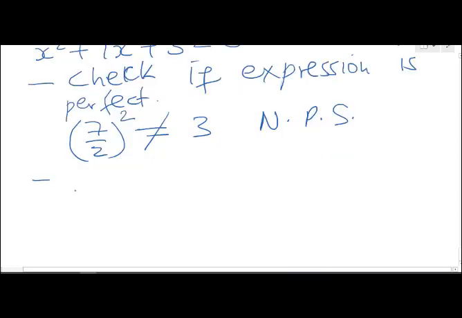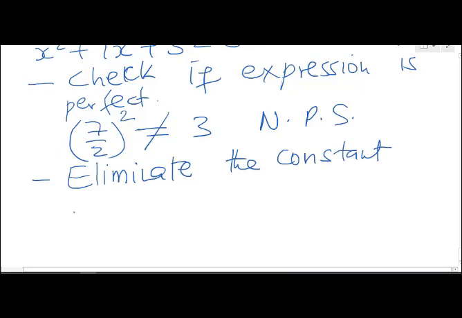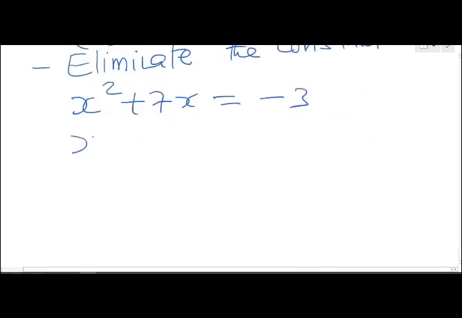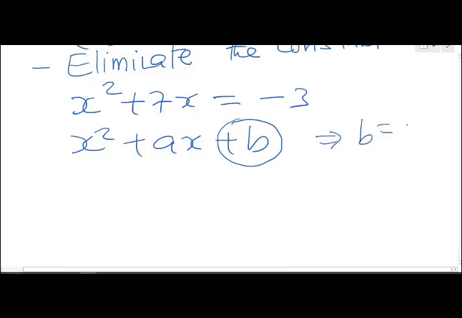Now that the value of 3 doesn't make our expression perfect, we eliminate it from the left hand side, we take it to the right hand side. That is, you eliminate the constant term, and if you do so, our expression becomes x squared plus 7x is equals to minus 3. Note, for a perfect square, we have x squared plus ax plus b. And in our expression, the term for b is missing. Hence, we determine the value for b. And we are going to say that our value for b is therefore equals to 7 over 2, everything squared.